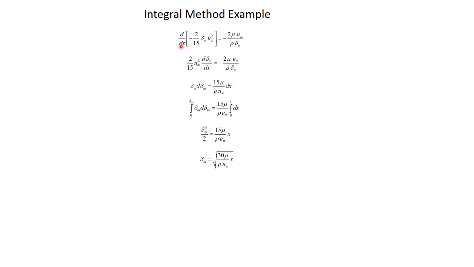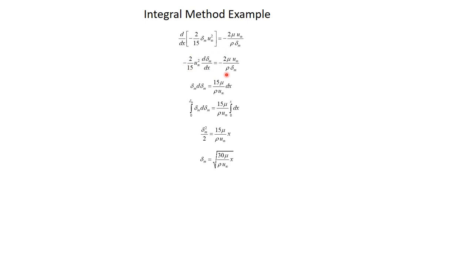Okay, so here's where we got to. This is my ODE. For this particular problem, u infinity is constant with x, right? Again, it doesn't have to be, but because it is for this problem, I can pull it out of the derivative. So that's what I've done here. I pulled minus 2/15 and u infinity squared out of the derivative, and I'm left on the left side then with d delta m dx. And then here I have the right side.